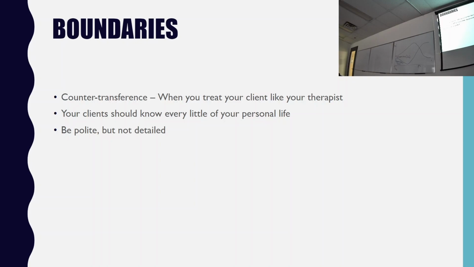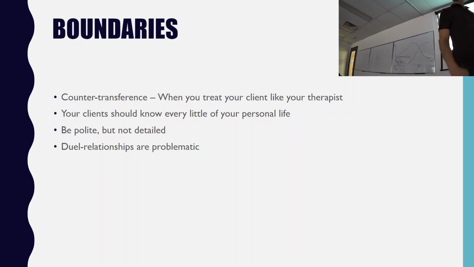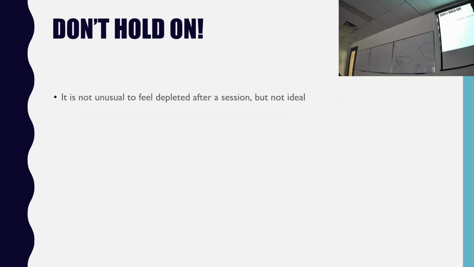As far as your personal life is concerned, be polite, not detailed. What did you get up to this weekend? None of your business. That's obviously not right. Instead: I went to the mountains. It was lovely. How about you? That's polite, and it's fine. I watched Netflix, whatever. You don't have to say nothing, but limit the amount of detail you give. Dual relationships we have talked about at length; they're very problematic. It's hard to keep track of them. I would encourage you not to have them, and if you do have them, be very clear. And don't hold on to things.